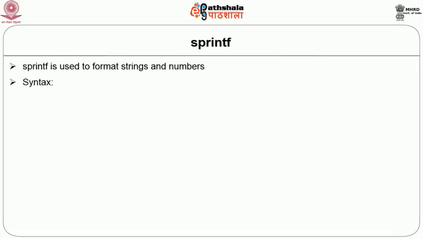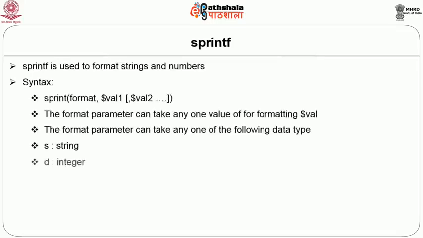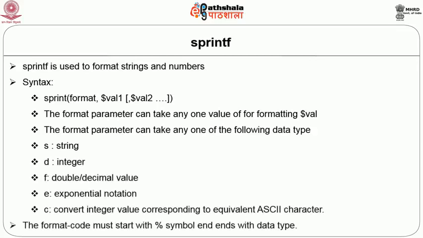Now to display a number in a particular format, the sprintf function is used, and it takes two parameters minimum. The first one is the format, and then the second one is the value you can provide. The format parameter can take only a few values, like S, D and F. S for string, D for integer, F for double or decimal. For character you can use C, for binary you can use B. Say for example, if this is written $message is this and you want to print this, let me show by example.